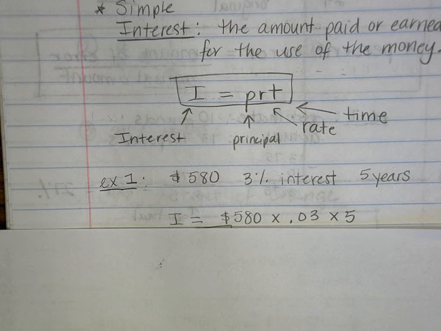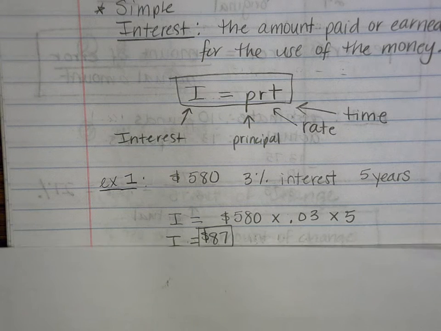So raise your hand if you think it's going to be a lot of money. Raise your hand if you think it's a little bit of money. Raise your hand if you have no idea. Let's find out. So if you put that in your calculator, you get $87.